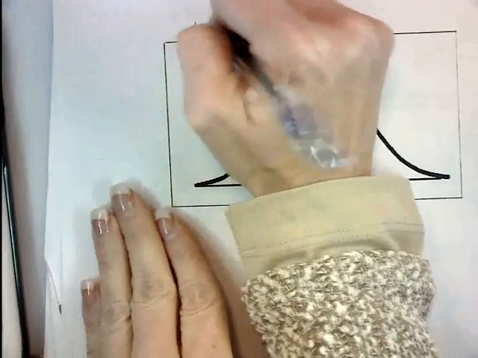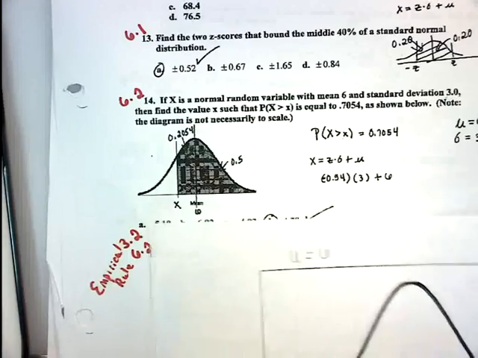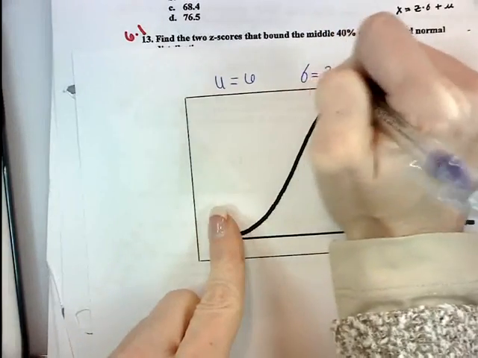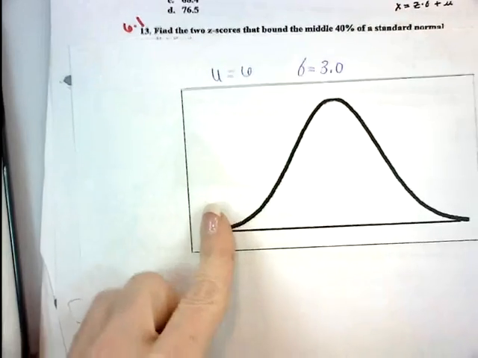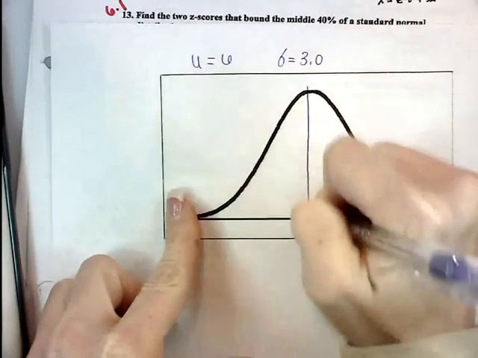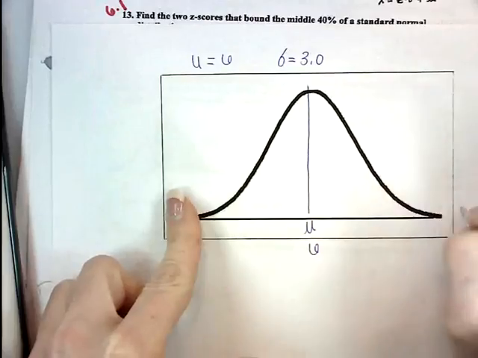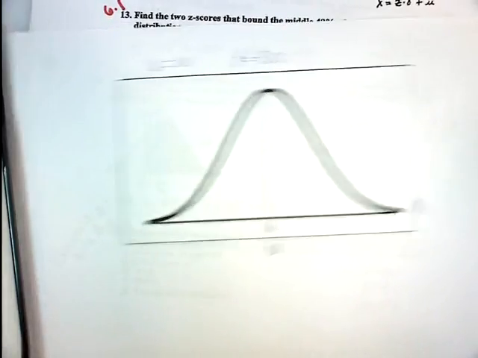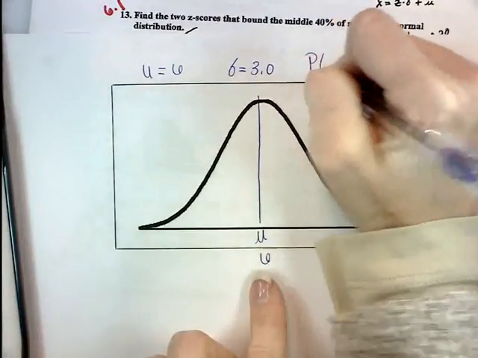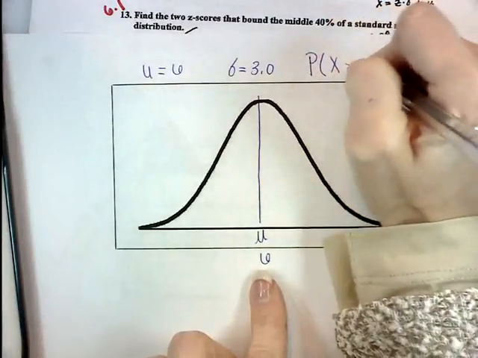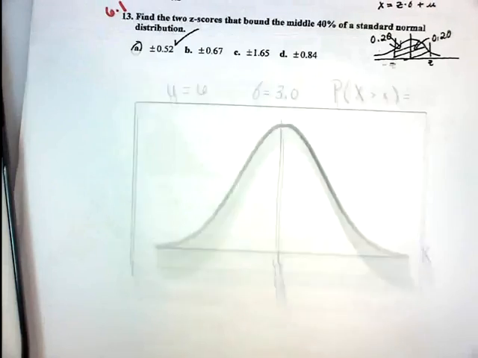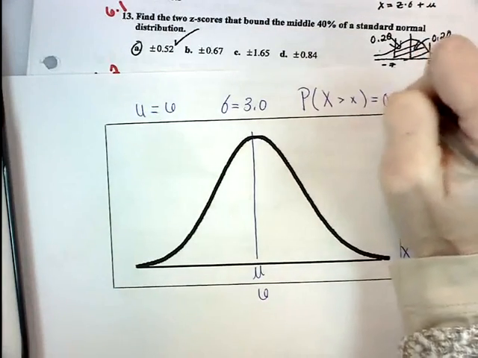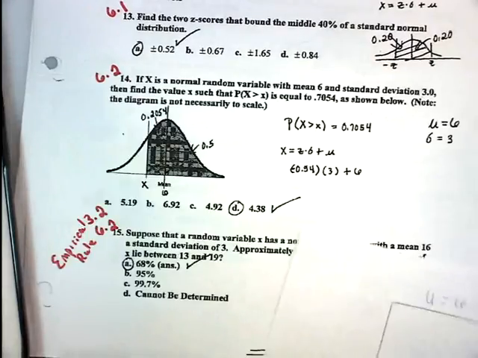The mean is 6. The standard deviation is 3.0. And at the center, we have the mean of 6, and it is x. And the other information they give us is the probability that capital X greater than lowercase x is a probability of 0.7054. They also give you a picture.